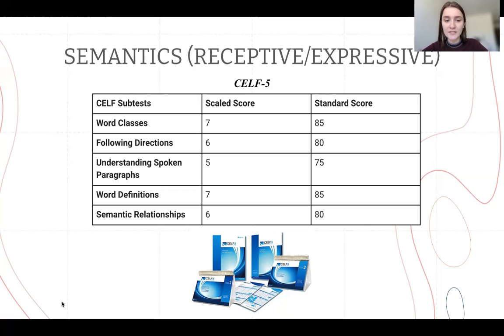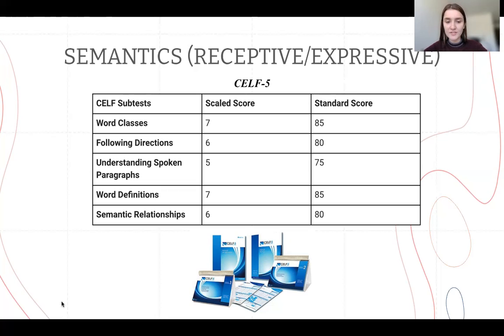The understanding spoken paragraphs subtest was given to him, and the purpose of this subtest was to test the client's ability to comprehend verbal narratives, to maintain attention, to answer questions about something that was read to him, and to predict and infer information about the narrative that was read to him. The client scored a scaled score of 5 and a standard score of 75 on this subtest, and these are also considered low scores.